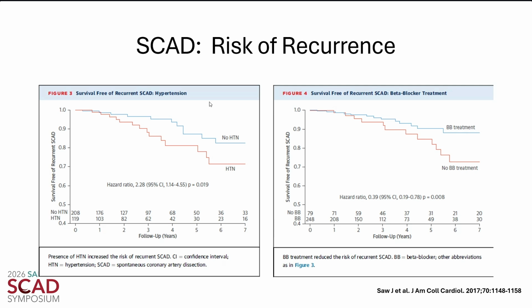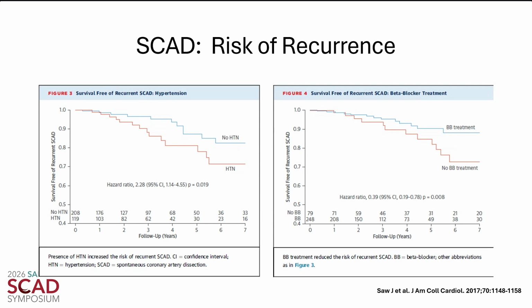On the right, again, this is just from 327 patients. What you are seeing is that the patients who were on beta blockers had a hazard ratio of 0.39. So it has been the standard of care in patients with a history of a SCAD to prescribe and keep them on beta blockers. Again, that was based primarily on this publication.